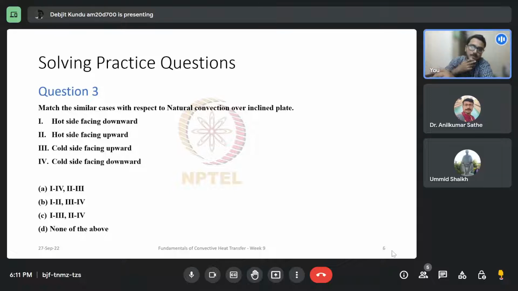Is it option A, 1 and 4 and 2 and 3? Is it option B, 1 and 2 and 3 and 4? Is it option C, 1 and 3 and 2 and 4? Or is it D, none of the above? That is, none of the options that I gave here are correct.